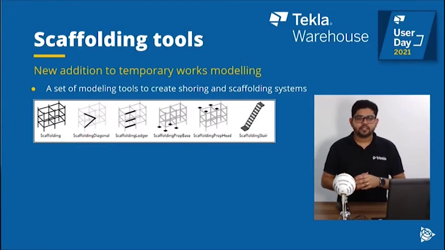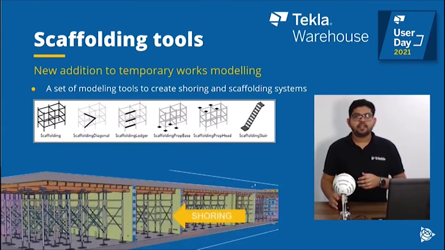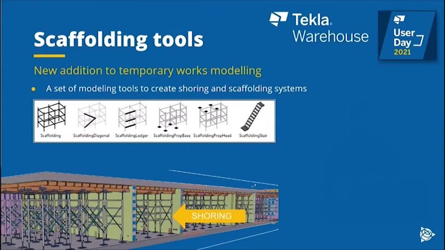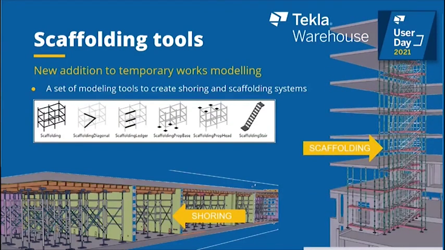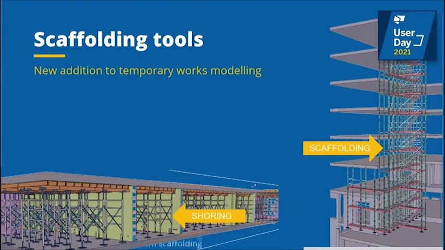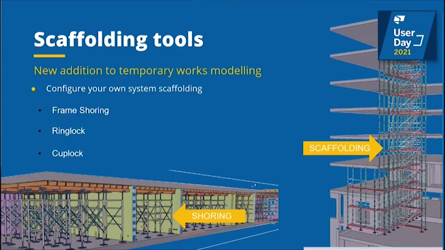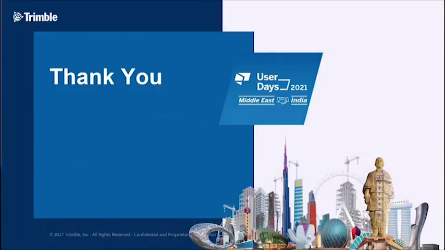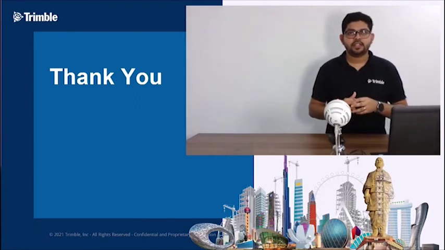Coming to the last topic of this presentation is the new addition to the Temporary Works modeling, that is the new scaffolding modeling extensions. These are a set of modeling tools, in the same way as the former placing tools, used for creating shoring systems as well as scaffolding systems. With these tools you can create your own customized scaffolding systems, and you can also use the generic systems like frame shoring, ring lock system and cup lock system. The configuration files are available in the Tekla Warehouse. There are many more features and functionalities which are added, improved and accessible with Tekla Structures 2021.